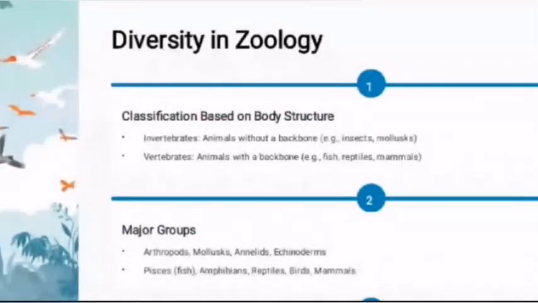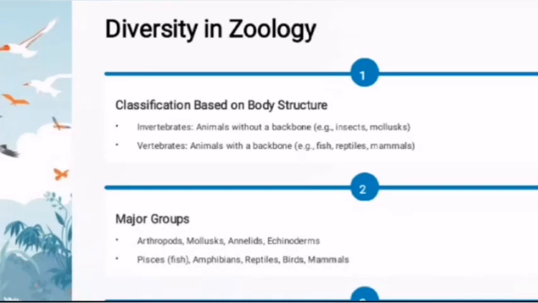How then are scientists able to categorize all these things? They said, okay, let's classify them under body structure. You will now have invertebrates and what? Vertebrates. Invertebrates are those animals without a backbone, whereas vertebrates are those animals with a backbone.